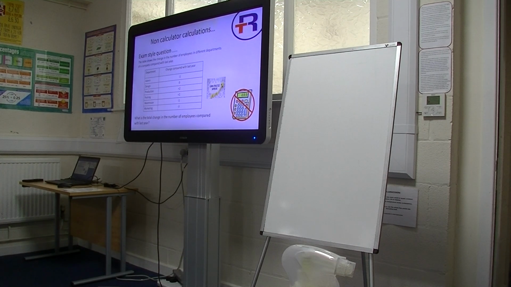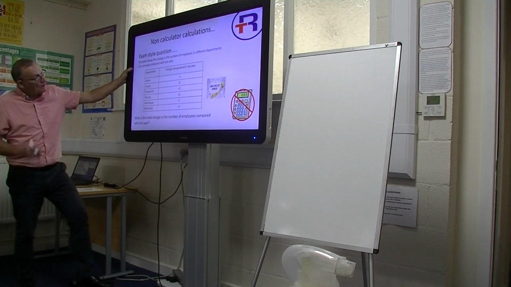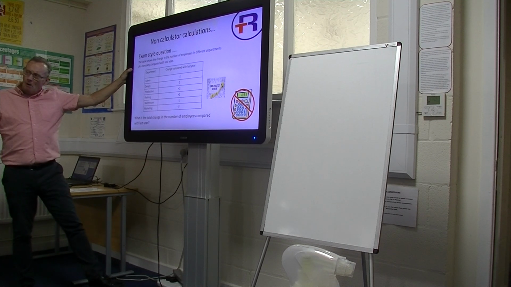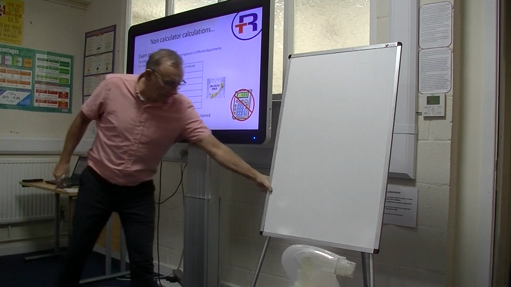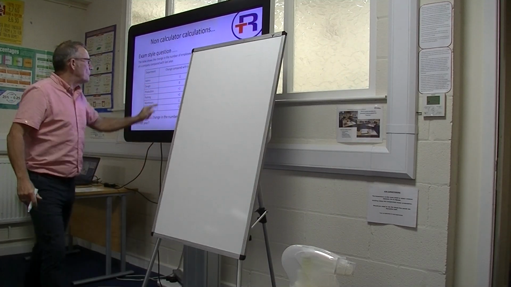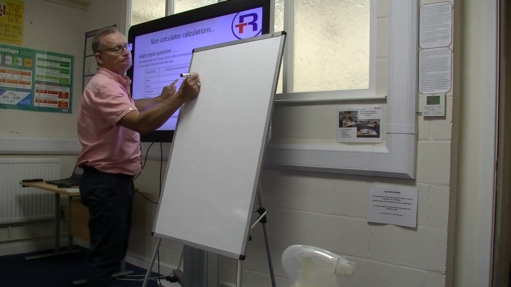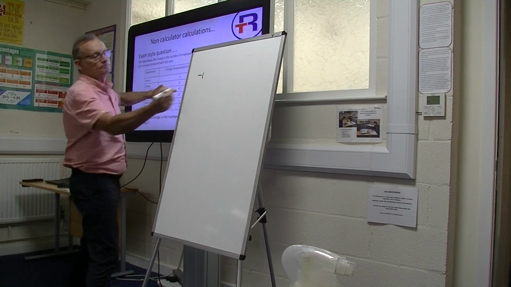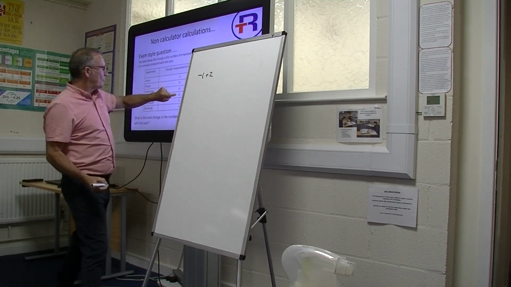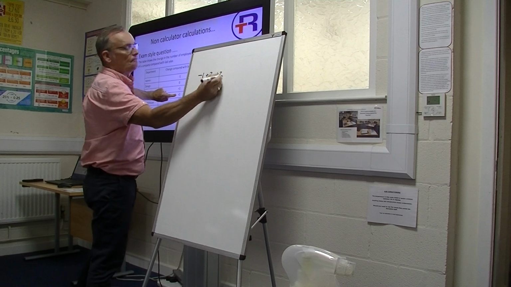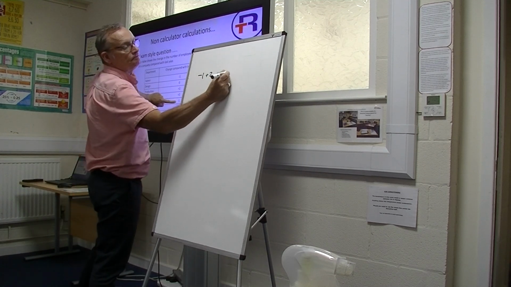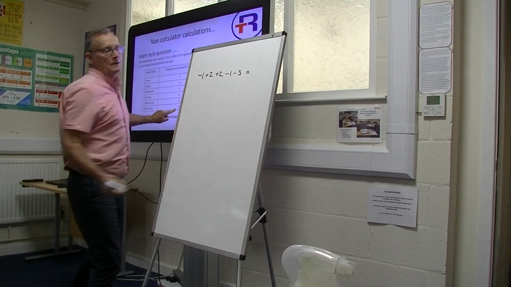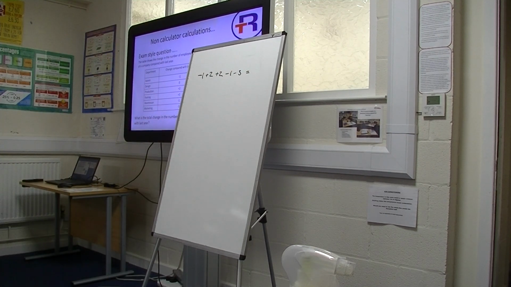Any ideas? It's a tricky one, isn't it? I'll tell you what, let's make a sum. -1. No change, just going to ignore it, it's a 0. +2. +2. -1. -3. Using your number line, solve that sum.